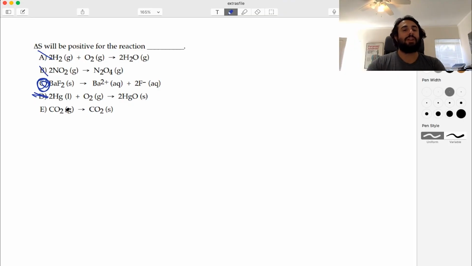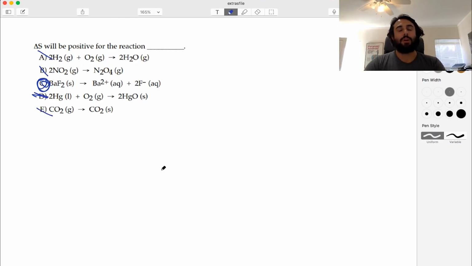And then here, CO2 gas to CO2 solid, we have the same number of particles, but they're going from the gas phase to the solid phase. Gas phase, they're scattered around. Solid phase, they're compacted. This is deposition. Deposition is certainly entropically unfavorable. So that is going to have a negative delta S. If it was going from solid to gas, that would be positive, but in this case it is not.